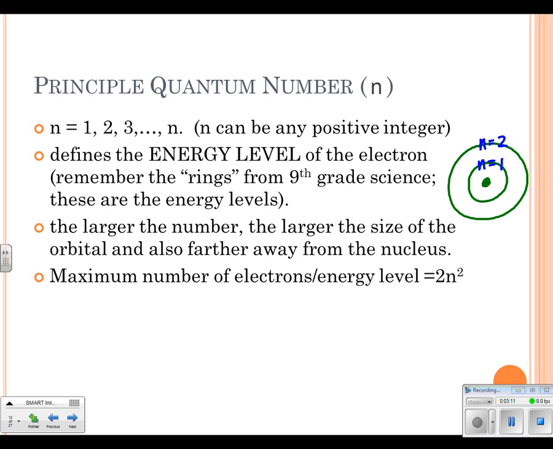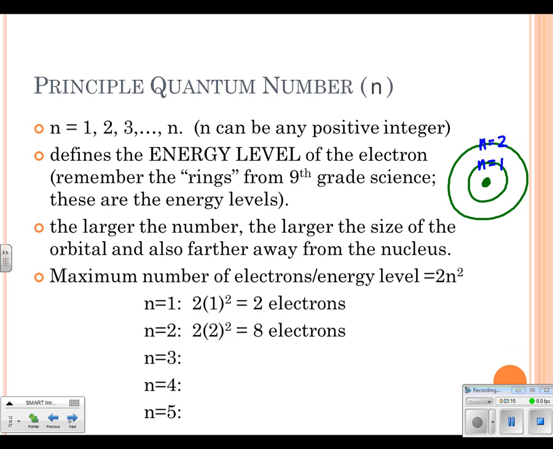So each energy level has a maximum number of electrons. And you might remember this from 9th grade. If n equals 1, you can plug 1 into that formula. So 2 times 1 squared. And remember, you have to do the exponent first. So 1 squared is 1 times 2 is 2. So 2 electrons total can fit in that first energy level. That's it. The second energy level is bigger. When you plug it into the formula, you get 2 squared is 4 times 2 is 8 electrons.